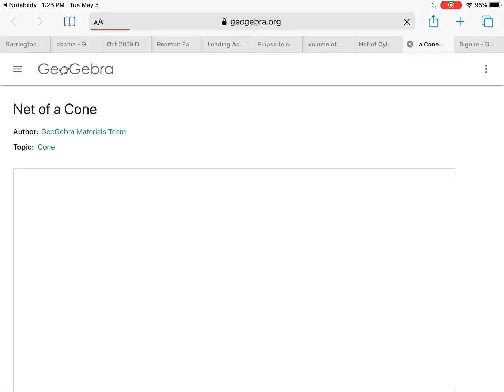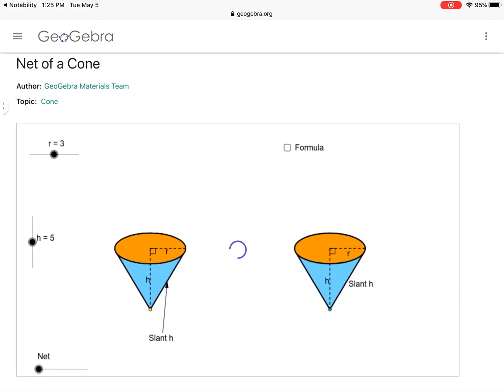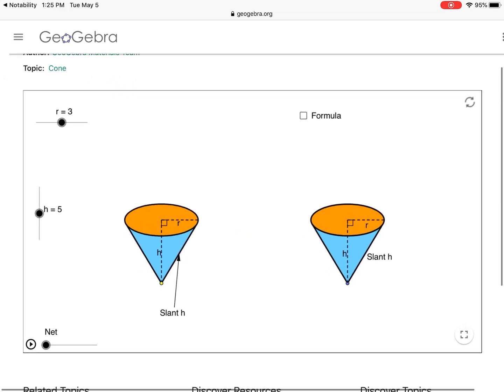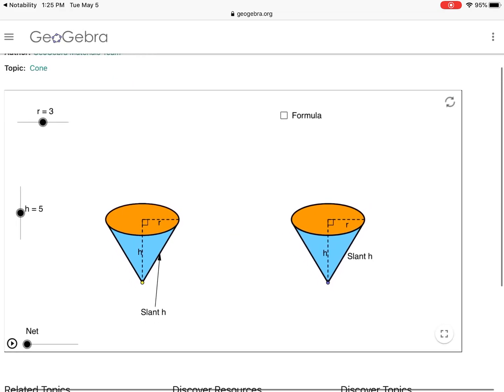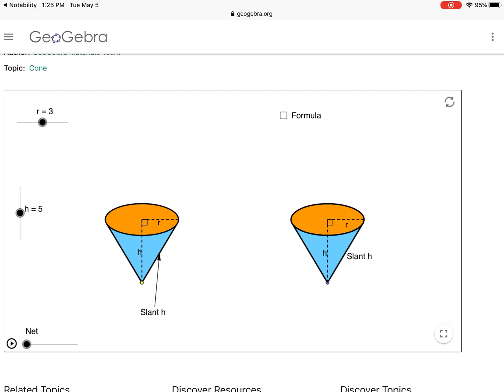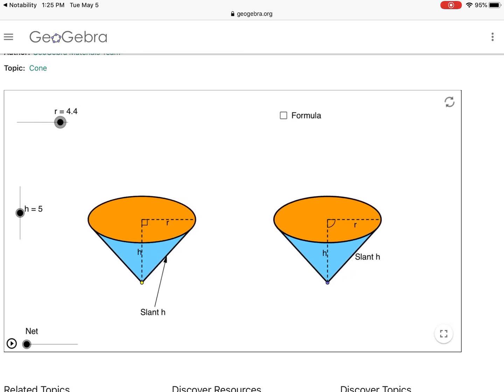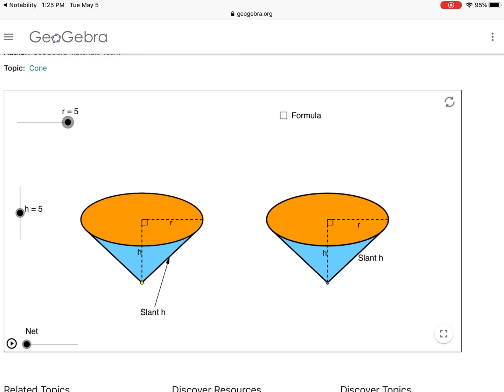Now, the net of a cone is actually a little bit unusual. So I have a quick video here to show you what the net of a cone looks like and how some of these different pieces are related to each other. As you can see, when we're referring to a cone, we refer to the radius as the radius of the circular base.